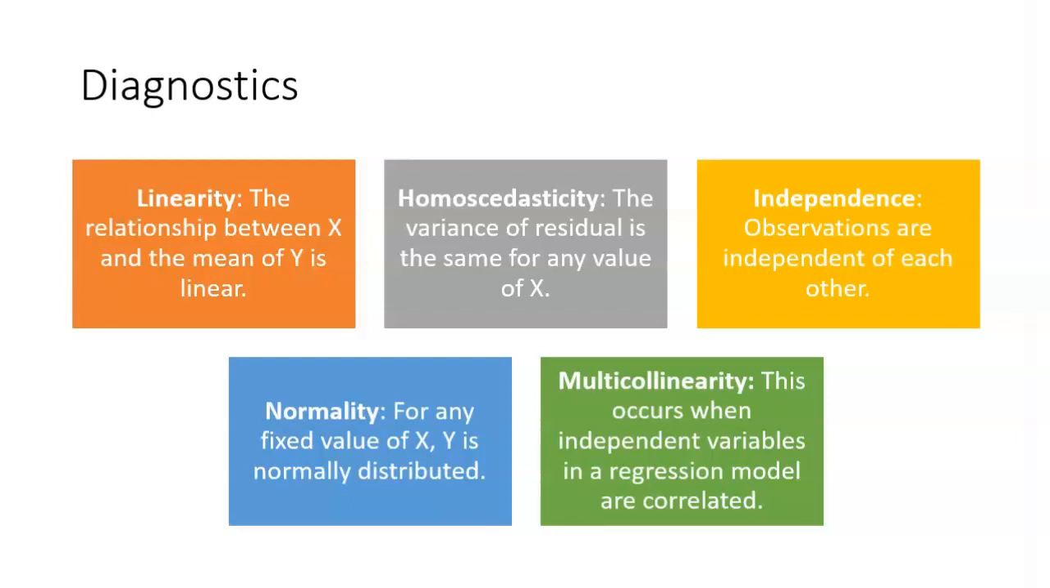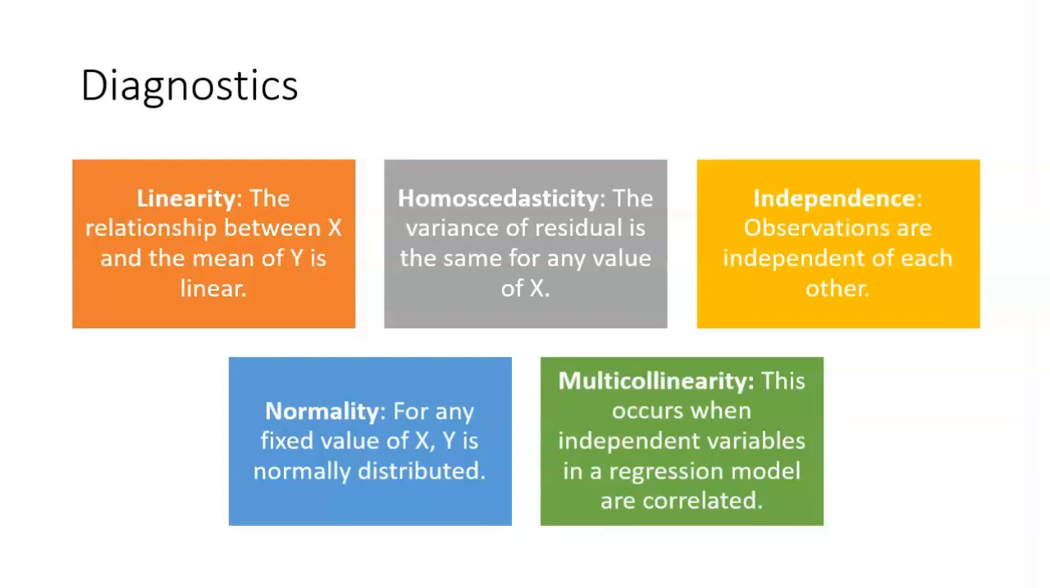You want to see that the main dependent variable and the independent variable actually has a linear relationship, and is not able to be mapped out using some other sort of relationship. So that's very important. Homoscedasticity. Now that's a very difficult word, but the definition is actually not as difficult. What homoscedasticity means is that the variance of residual is the same for any value of x.